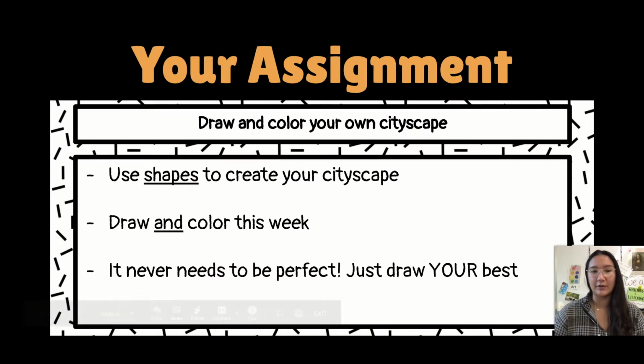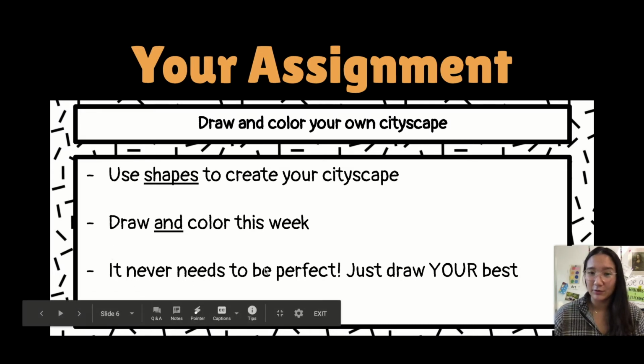Your assignment for this week is to draw and color your own cityscape. You're going to use shapes to create your buildings and windows. And this week we are going to both draw and color. You don't have to wait for next week to color. And as usual, it never needs to be perfect. Just draw your best and have fun with it.